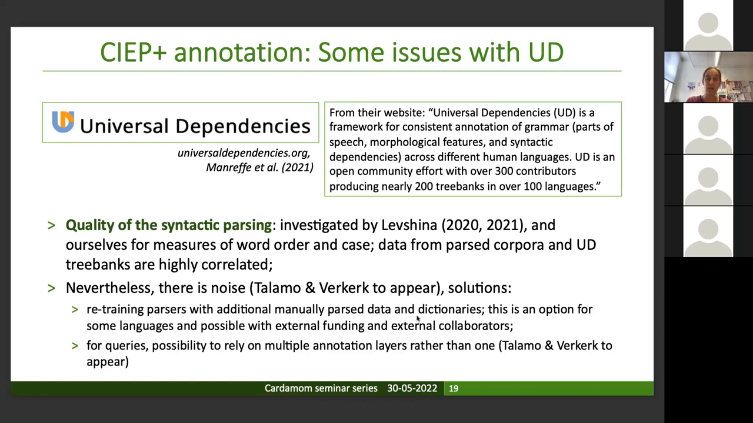For smaller languages, the problem is that the treebanks are simply too small to train parsers on. So we will need for some languages to retrain parsers with additionally manually parsed data and dictionaries. This is definitely an option for some languages and possible with external funding and external collaborators. This is something that we want to explore in the coming months. For example, for Punjabi, the treebank is simply too small. So how can we make it bigger so that we can parse CIEP+ with it? And then for queries, there is a possibility to rely on multiple annotation layers rather than one. We have a paper on that coming out, and Luigi will also present on that in SIGTYP, which is coming up.